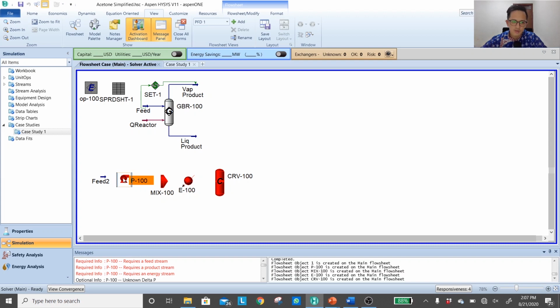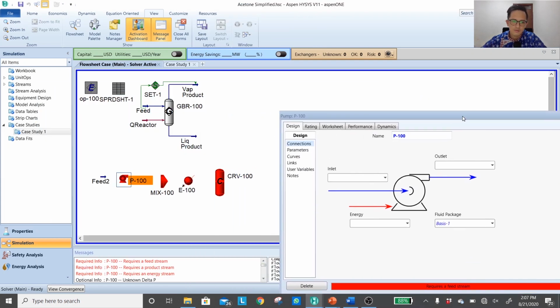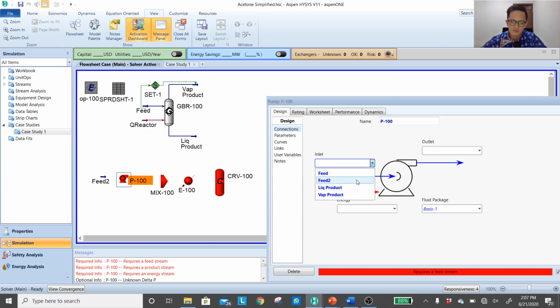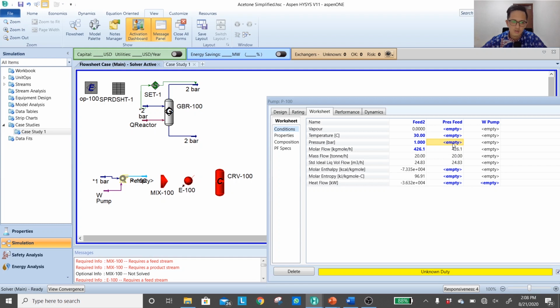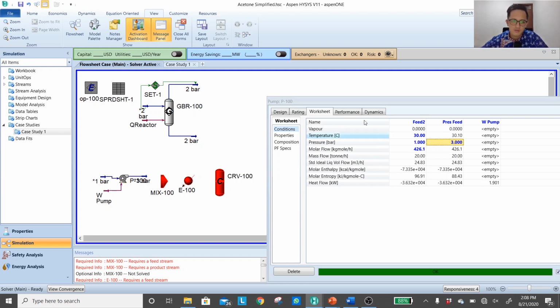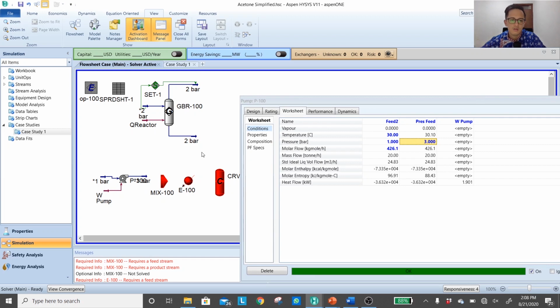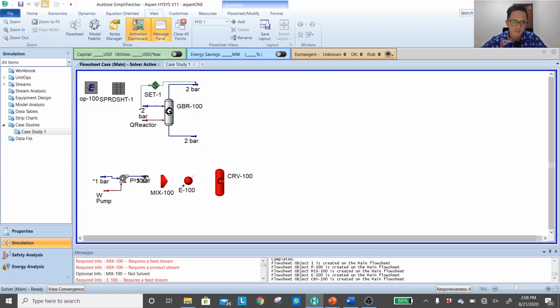And then I will connect it to my pump. Okay, feed 2, and now pressurized feed, and it's the work of the pump. And as we want to achieve 2 bar at the reactor, we have to give additional pressure drop for the heat exchanger and the pipeline as well. So I guess I will give it as 3 bar, for example. Okay, then I will connect it to my mixer.